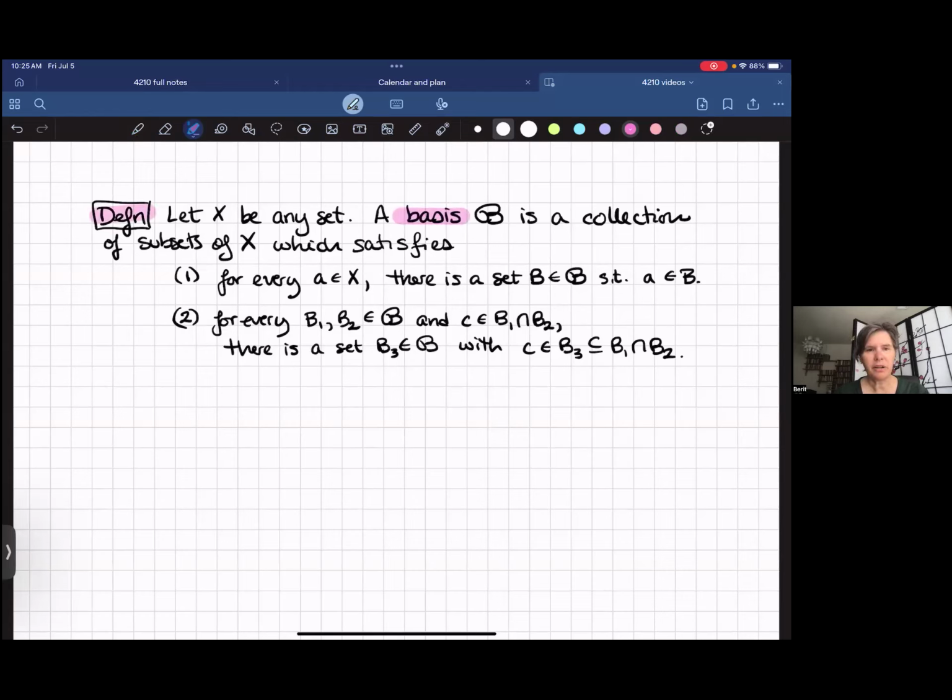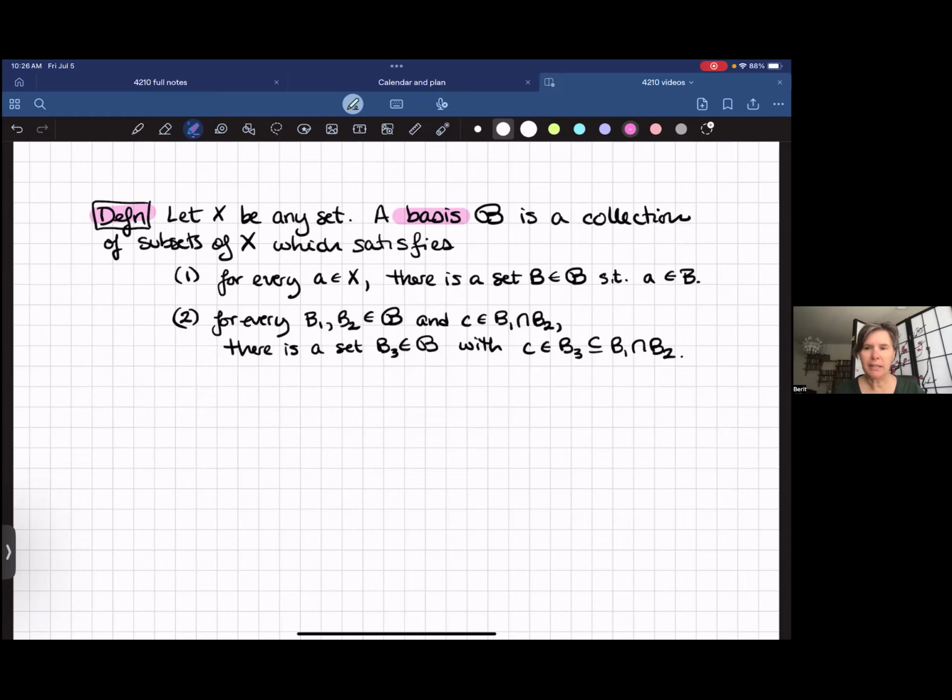And the two properties are, the first property says for every little a in capital X, there is a set capital B in cursive B, such that little a is in B. So this is kind of like a coverage property, that every point in your space is inside one of the sets from the basis. Okay?